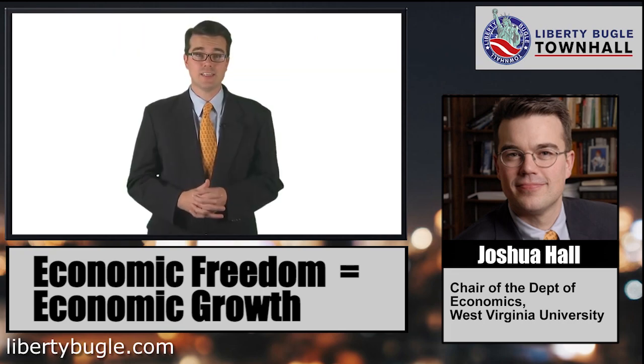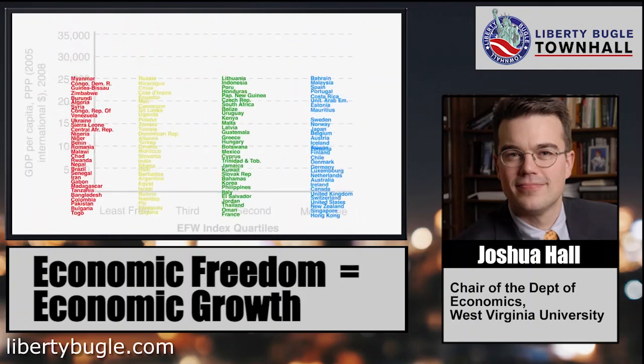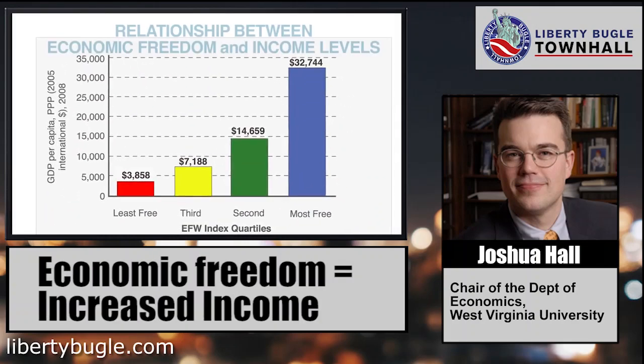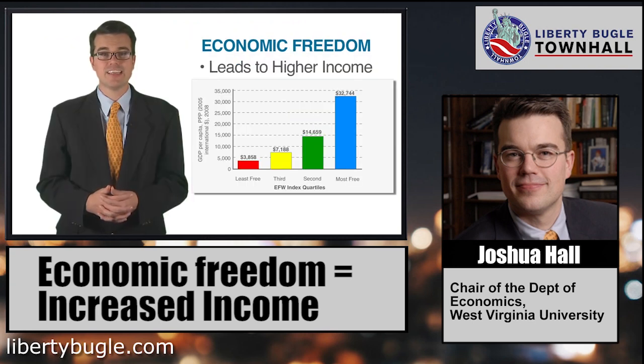An easy way to see this positive relationship is by breaking up the countries of the world into 4 groups based on their economic freedom. In 2008, the 25% of countries with the least economic freedom had GDP per capita of just under $4,000. In contrast, the freest 25% of countries had GDP levels over $30,000 per person. What emerges from this figure is unmistakable. Freer countries have substantially higher incomes.